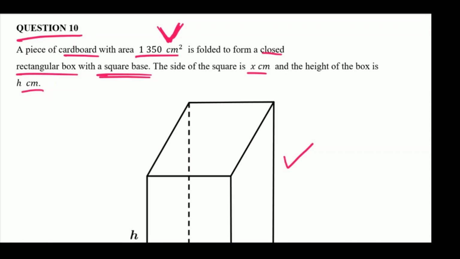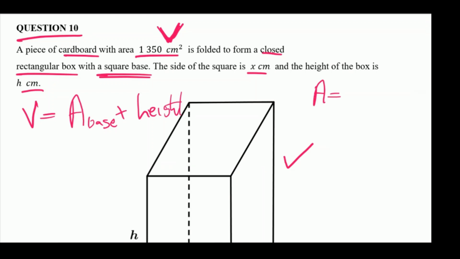We're going to use the area that we're given. Let's first try to write the equation of the volume. Volume is equal to area of base times height, right? So the area of base times height. But let's first use the area of the cardboard to find other expressions of the problem.